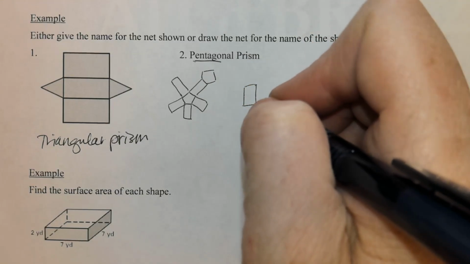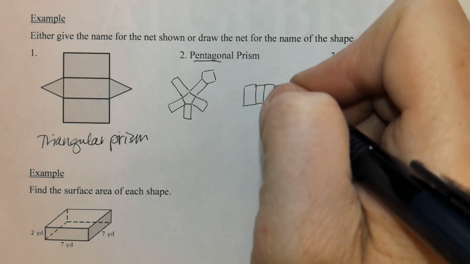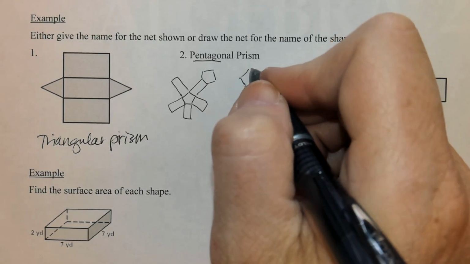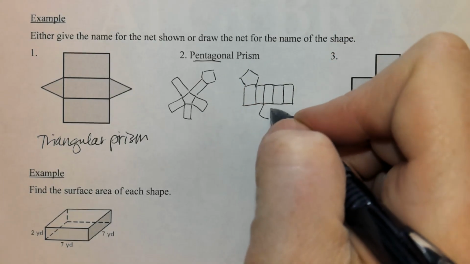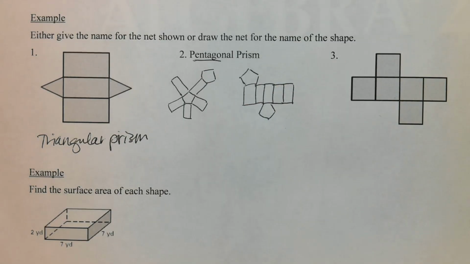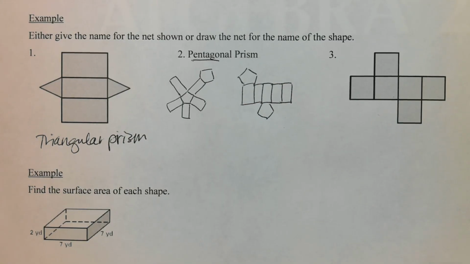Another way would be like this. So I have my 5 rectangles. That should be a lot more the same than that, but you get the idea. And then I just have to include 2 pentagons somewhere so that when I roll this up, I have my 2 ends that kind of close my shape up together.